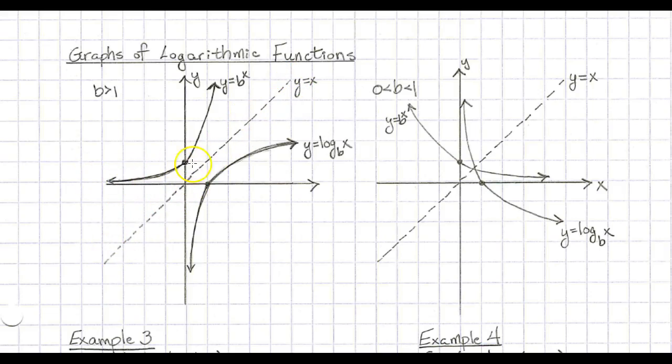So if this is the exponential function for b greater than 1, we know that the exponential function looks like this. Then a logarithmic function, log base b of x, when b is greater than 1 would look like this guy. So (0, 1) is on the graph of the exponential function, which means that (1, 0) is on the graph of the log function.